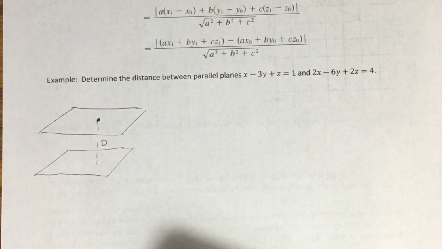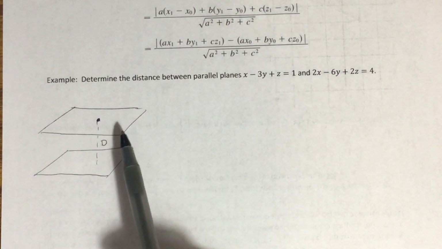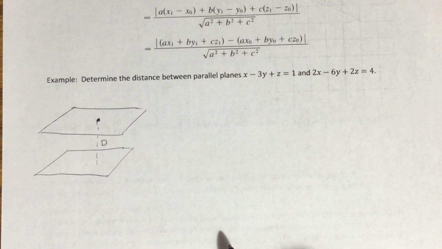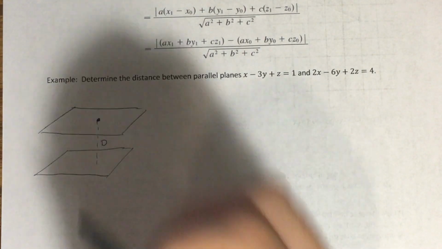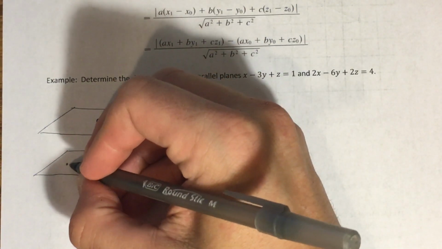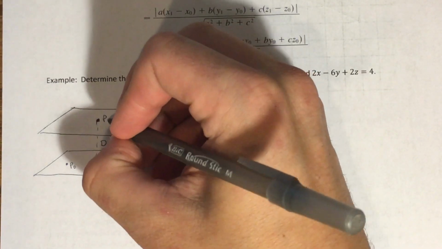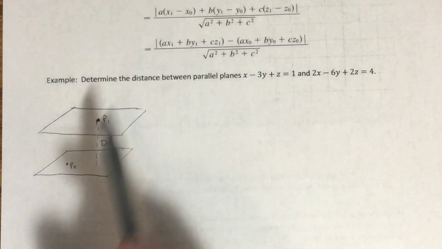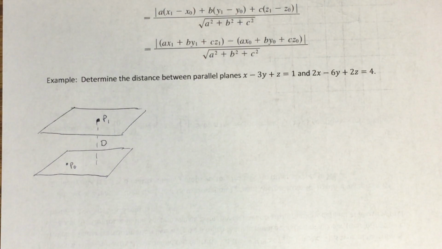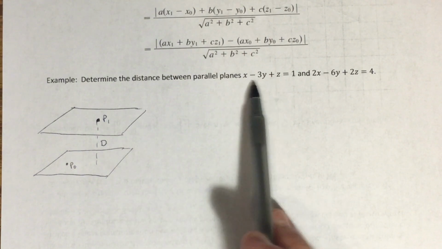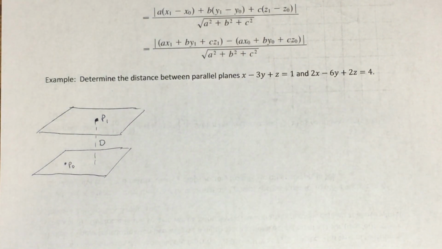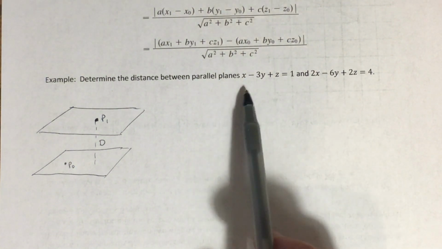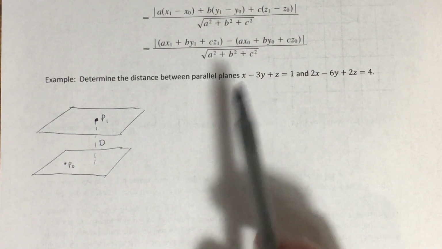So the key here comes down to finding a point that belongs to one of those planes, and then picking some arbitrary point P0, so call that P1, in the other plane, and using this technique. Okay, so let's attempt that. I'm going to let P0, the arbitrary point, come from here. And remember, you can pick any point that you want as long as it belongs to this plane.